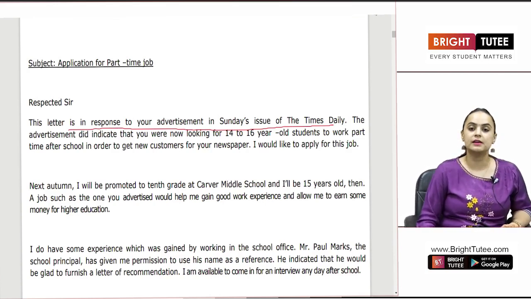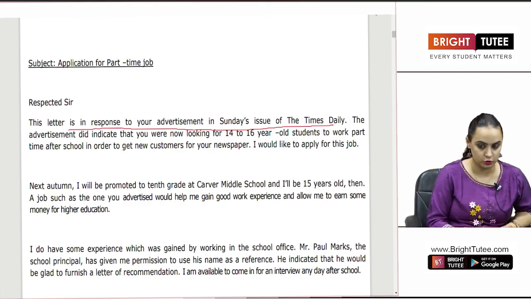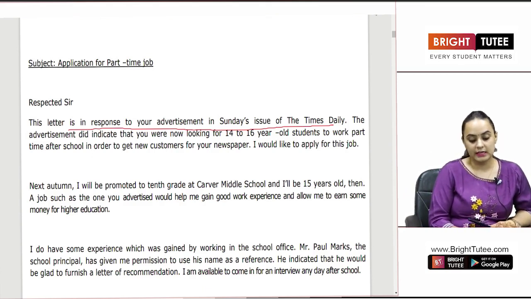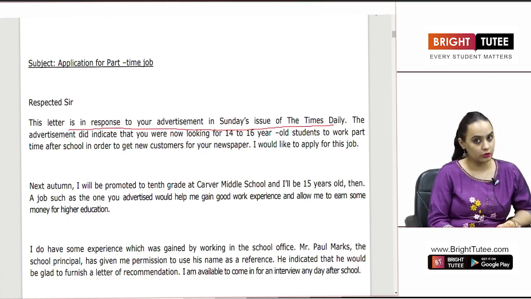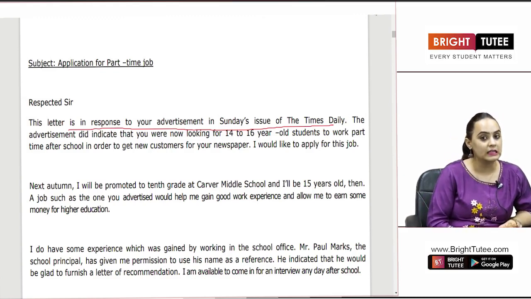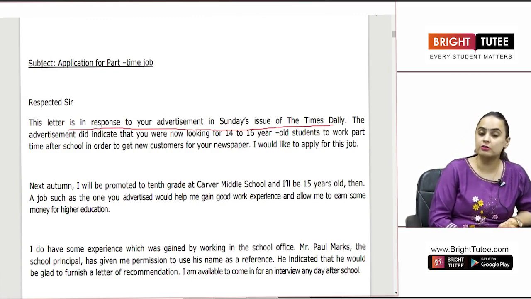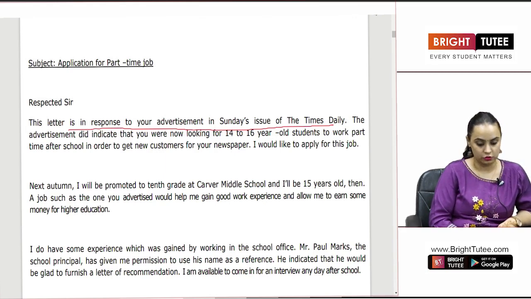So the first thing you have to tell the receiver is where. If you are writing something about the job, you have to tell the concerned person where you got the information about this job. The advertisement did indicate that you were looking for 14 to 16-year-old students to work part-time after school in order to get new customers for your newspapers. I would like to apply for this job. So you first told the person how you got the information about this. Then you told something about yourself and the reason why you wish to apply for this job.